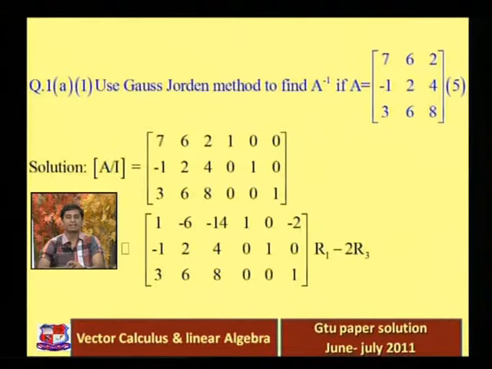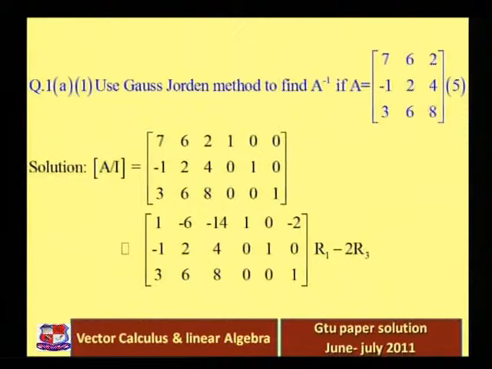The second row is as it is, -1, 2, 4, 0, 1, 0, and the third row is also as it is, 3, 6, 8, 0, 0, 1, right? So now we have a 1 in the first element of the first row. Next we want to make 0 in the first column below the 1, so that -1 and that 3 become 0. So we multiply the first row by 1 and add into the second row, and we multiply the first row by -3 and add into the third row.